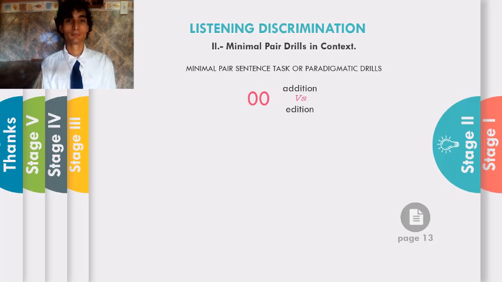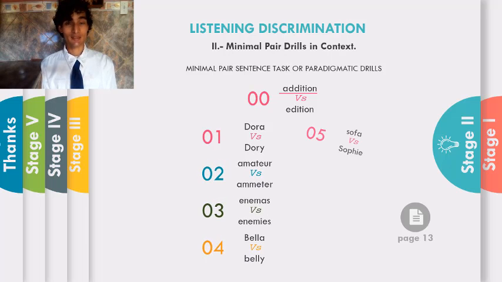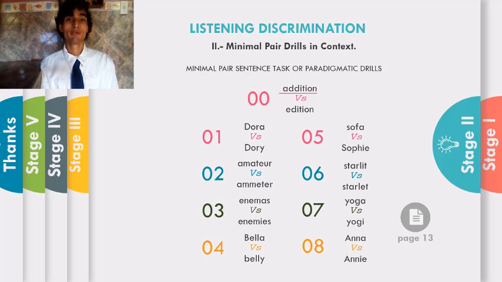For example, the first sentence is, we should do this addition today. We should do this addition today. So we underline the word addition. You can find a minimal pair sentence task or syntagmatic drill for the stressed schwa sound back in page 11. Please go and check it out.